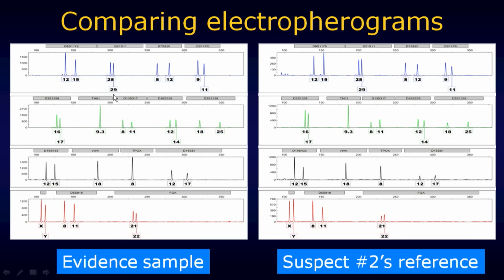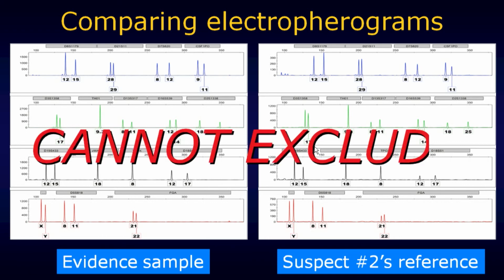The next locus over, a 28-29, sure enough, a 28-29 in the reference sample. Over here, an 8 and a 12, here an 8 and a 12 as well. And I'll leave it to you to look through the rest of these loci and confirm for your own satisfaction that suspect 2 can't be excluded, but I've already given you the answer. The question is, what can we conclude? I think it's pretty straightforward, and there's nothing really deep going into this. Suspect number 2 cannot be excluded as a possible source of this evidence sample.